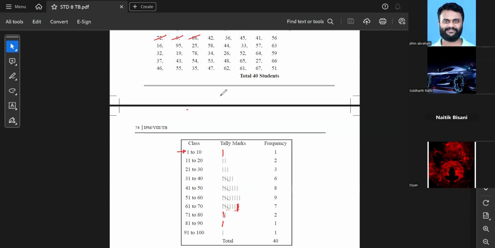So by making tally marks this way, you will find the frequency. In the end, when you add them, the total data is 40, so when you add all the frequencies, you should get 40 as your answer. That is this. I hope it's clear.